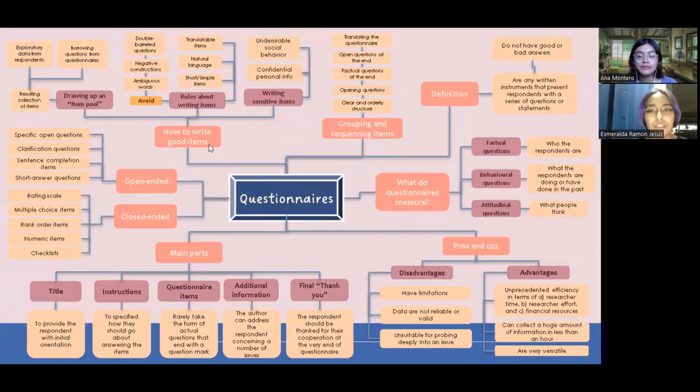And we have the first step, clear and orderly structure. As we saw before, we have some parts of questionnaires that we need to follow to make a good questionnaire. The opening questions can force the respondents to take fundamental decisions, but we need to make them keep in mind that their answers are going to affect the results of the research.